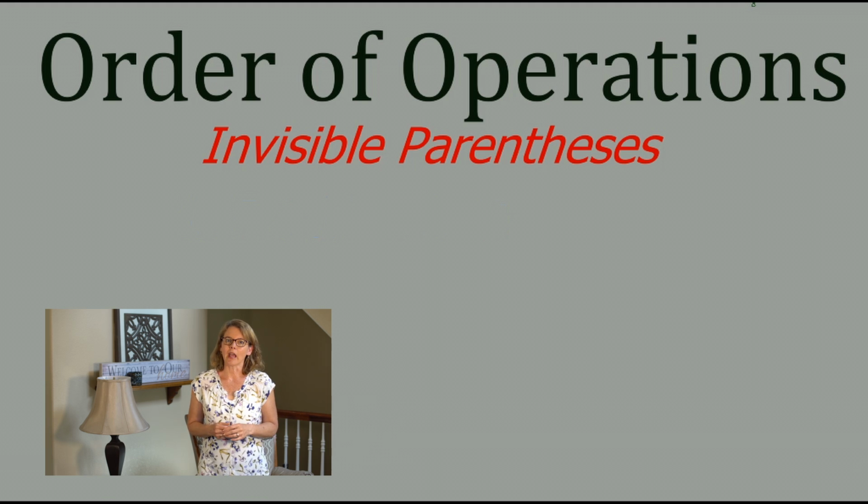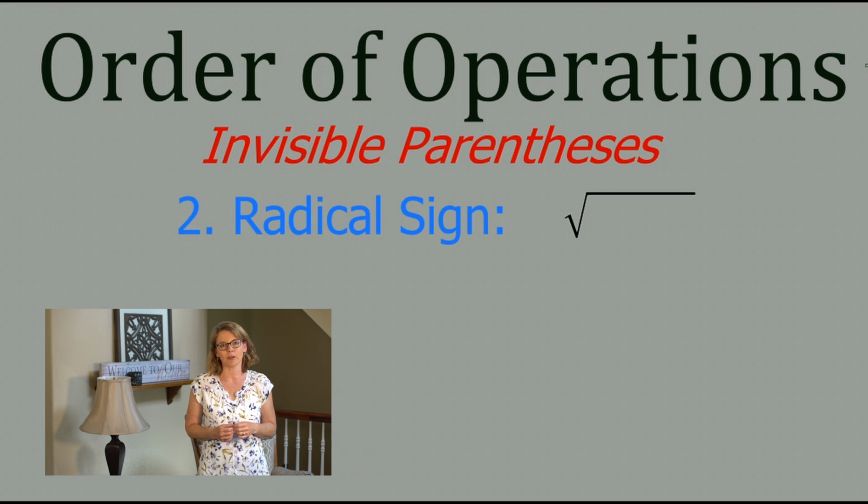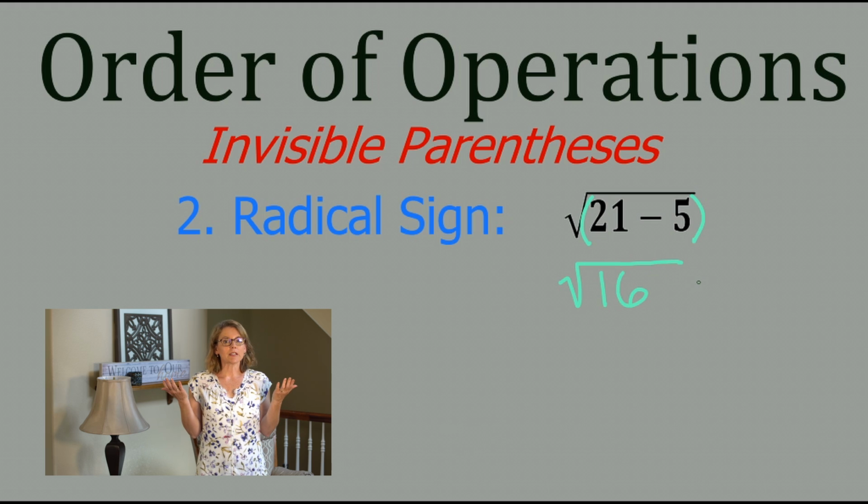The second place we have invisible grouping symbols is under a radical sign where we take a square root. It's this weird long division-like symbol like this with these points. Anything under the square root needs to be done first, like with this one, the square root of 21 minus 5. Put the parentheses inside here. Do 21 minus 5 equals 16. Now we can take the square root. What number times itself equals 16? 4 for the final answer.